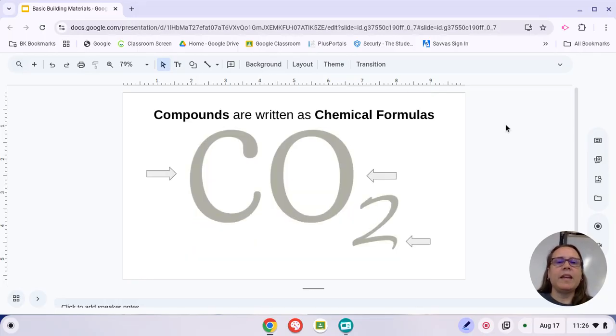Okay, let's look at a compound or chemical formula and assess what it's telling us here. So we have the chemical symbols. The first one we have here is a C, and C is carbon on the periodic table. You can look up and find C, and it is carbon. The second letter is oxygen.